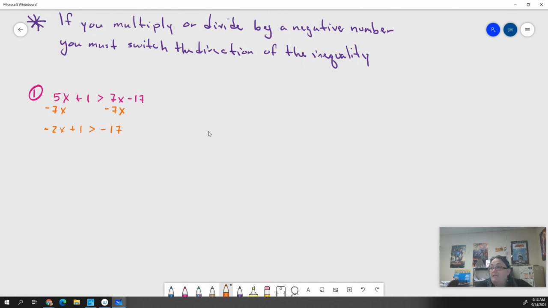Now I'm going to start moving everything that's on my variable off of my variable, right? So I am going to start with what's being added or subtracted to it. And in this case, we have 1 being added to it. So I am going to subtract 1 from both sides. And I will be left with negative 2x is greater than negative 18.